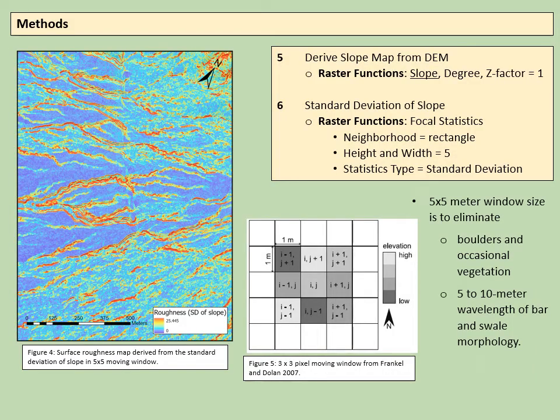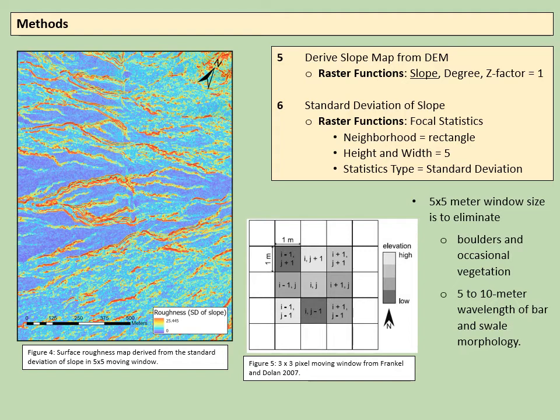From the DEM, I produced a slope map with raster function tools in ArcGIS Pro, and following the methods from the 2007 study, used focal statistics to derive the standard deviation of slope with a 5 by 5 meter moving window. The window size is to account for boulders, vegetation, and the 5 to 10 meter wavelength of bars and swales.